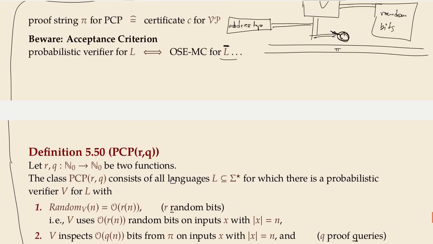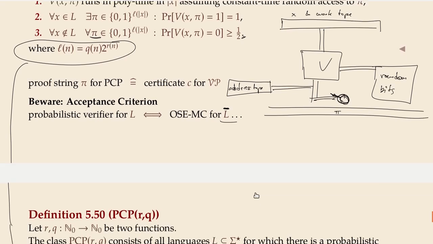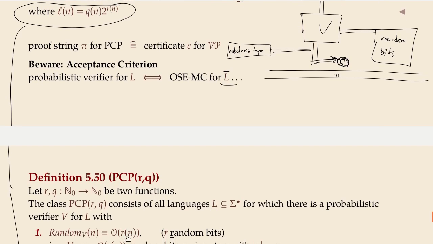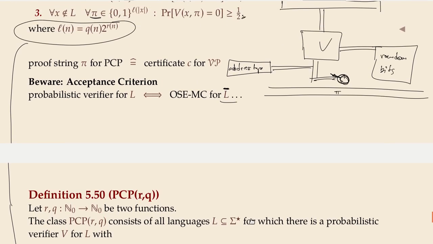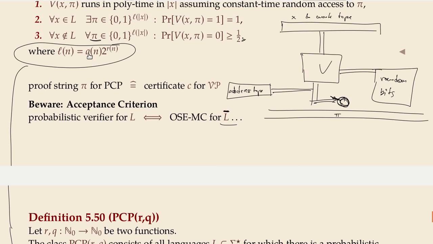And we would like to restrict the length of the proof in a sense to all the different positions that we can ever access. Because if I have only r(n) random bits, there's only 2 to the r(n) different random computations. And in each of those, I can read q(n) bits. So this is about the number of bits I can access. But, of course, usually the bits that a verifier accesses depend on the input x. And x does not occur in here.